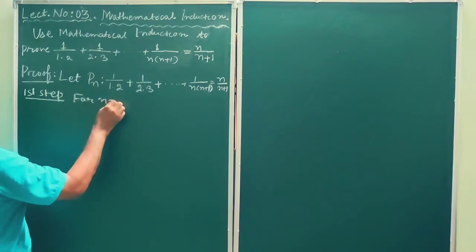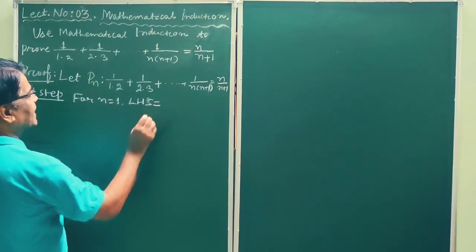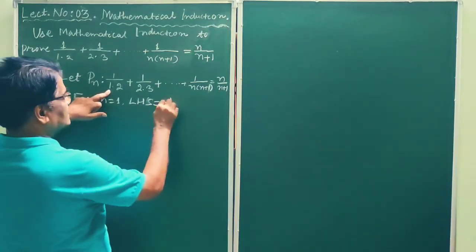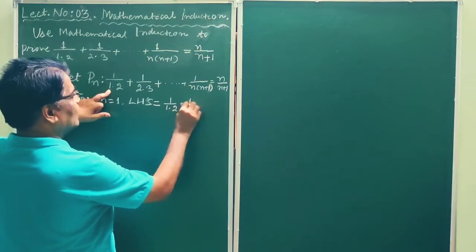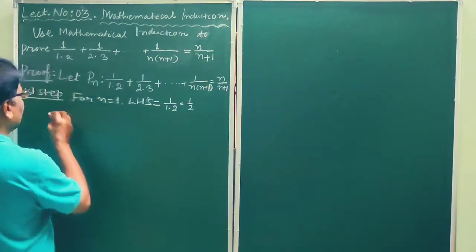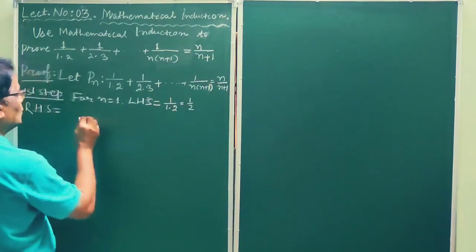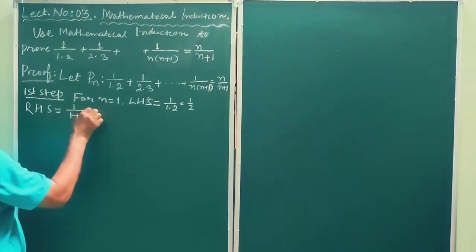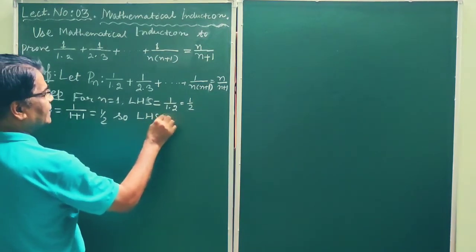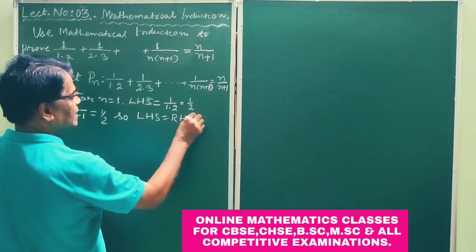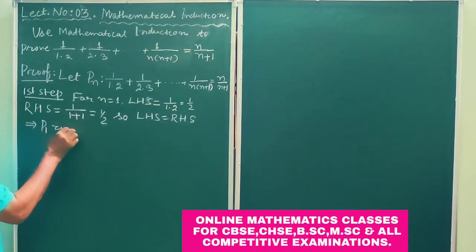For n is equal to 1, on the left hand side, we will take the first term of the left hand side. This is 1 by 1 into 2, which is equal to 1 by 2. Now the right hand side, taking n is equal to 1, it will be 1 by 1 plus 1. This is 1 by 2. So what we get? Left hand side is equal to right hand side, which implies P1 is true.